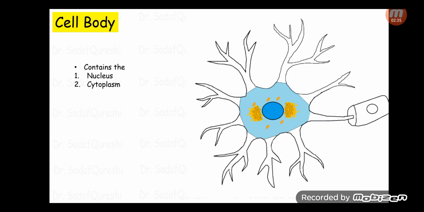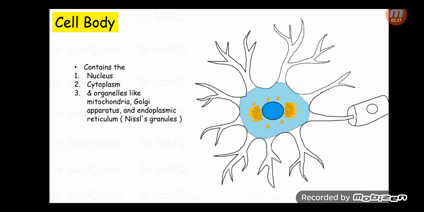The cell body contains the nucleus, cytoplasm, and organelles like mitochondria, Golgi apparatus, and endoplasmic reticulum. The endoplasmic reticulum of the neuron is very important, and it is also called the Nissl granule. It acts as a control center, integrating incoming signals and generating outgoing signals. Apart from this, the cell body also performs all the metabolic and synthetic functions of the cell. Anything required by the neuron will be produced in the cell body of the neuron.